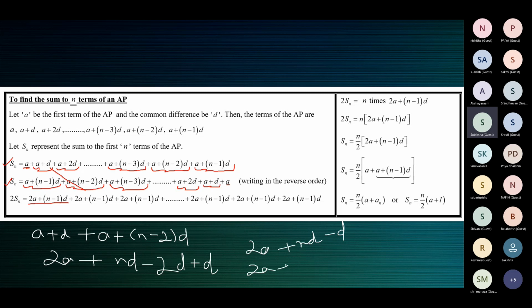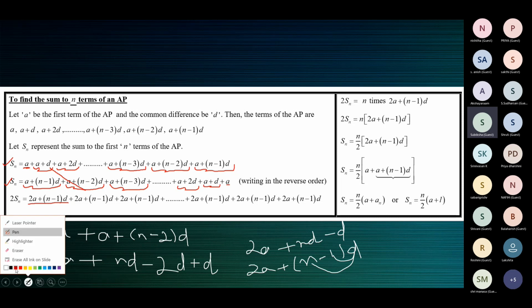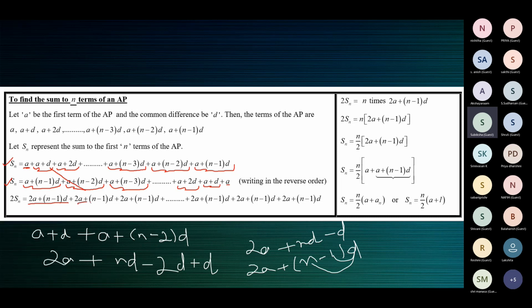Now we'll have to take D common. So 2A plus D times n minus 1 in the bracket, because n into D is nD, 1 into D is D. So we get the same thing, 2A plus n minus 1 into D. When you add the second term in the first row and the second term in the second row, we get the same sum, 2A plus n minus 1 into D.